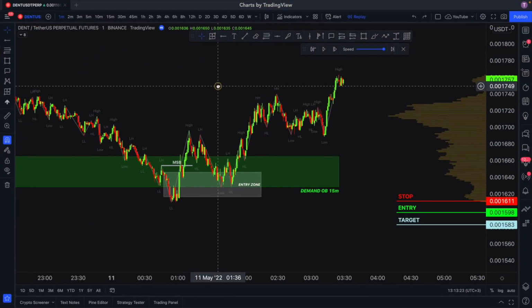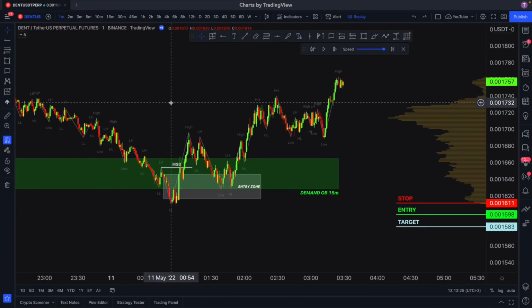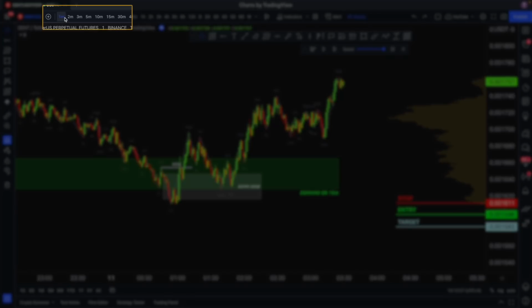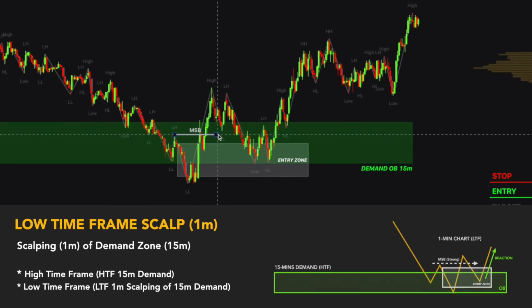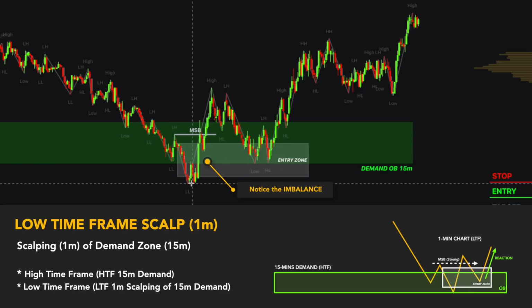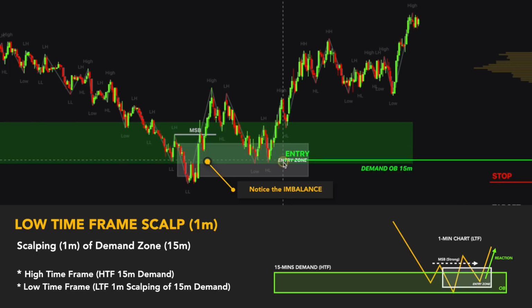Okay, once you hear your alarms, what should you do? Go to your low time frame like 1 or 2 minutes and watch the price action. Confirm a micro MSB right here. And you remember the entry zones, right? Between the lower high and the lower low. You can take any kind of entry from the entry zone.